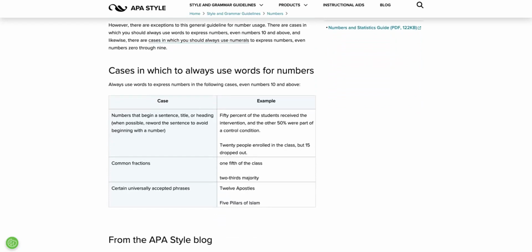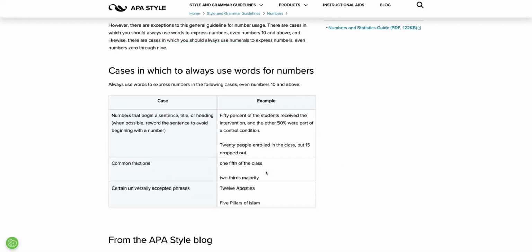So there are times when you always use words for numbers regardless of whether it is a single digit or a double digit number. And so numbers that begin a sentence, you're always going to use the word here. So in this example, 50 and 20, you wouldn't put 50 and a percent sign to start a sentence. And you wouldn't put 20 people in, you would spell out the word.